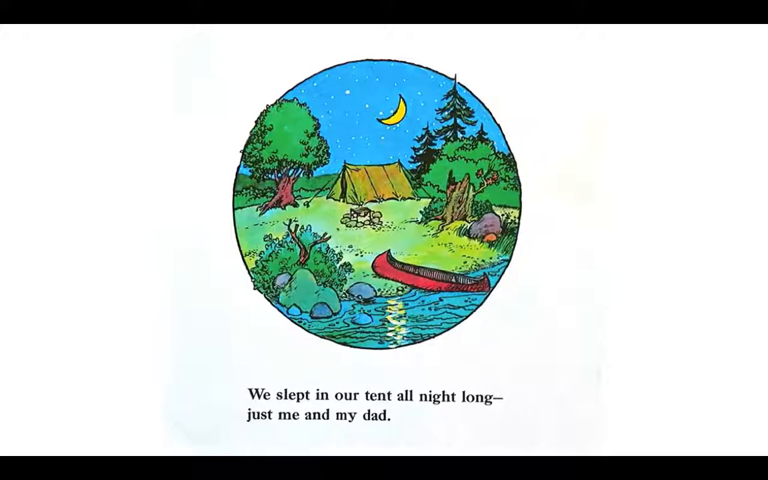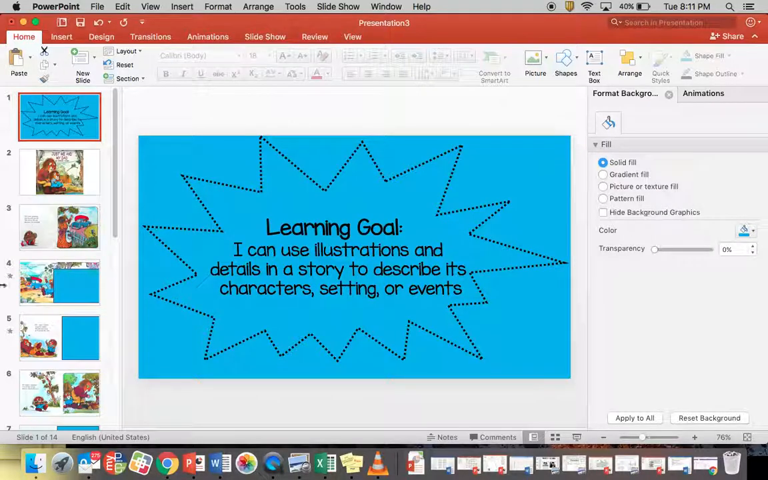So remember, when you are reading, you want to make sure that you use your picture clues to help you, because you can learn more from the pictures and the words. So sometimes you can get more information by looking at those pictures to help you understand the story a little bit more. The characters, the setting, and even how they feel. So remember, our learning goal was I can use illustrations and details in a story to describe its characters, setting, or events. And I think we found out that our illustrations really did help us get a little bit more information about our text. So make sure you practice that next time you're reading a good book.